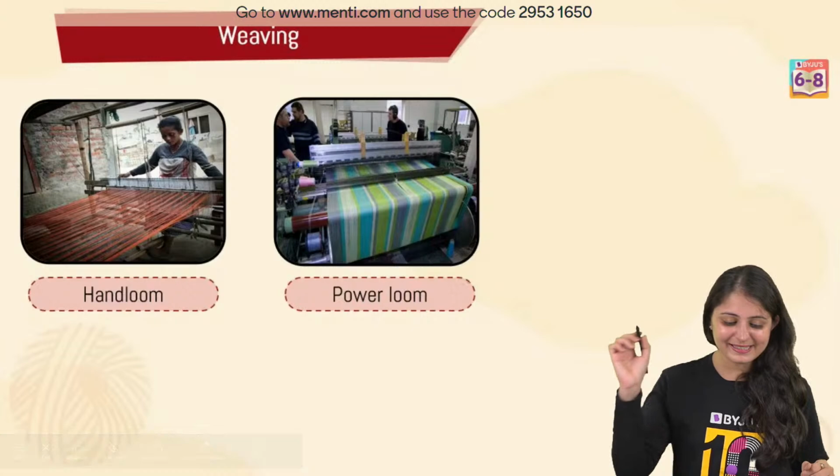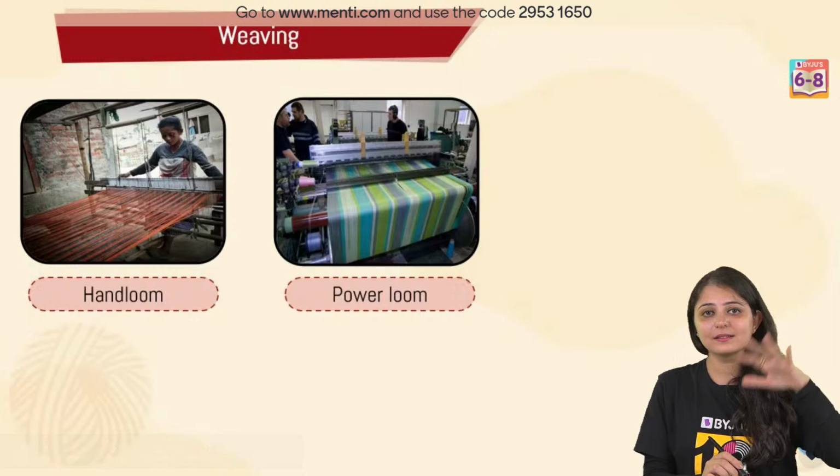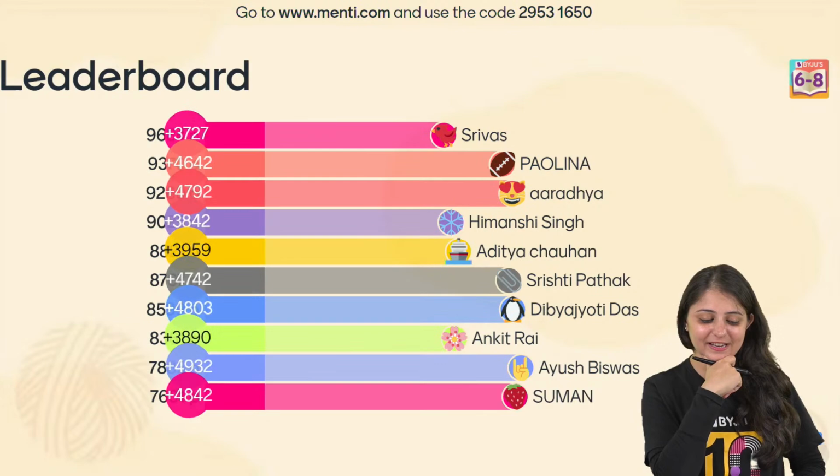But before that, of course, the correct answer, as I told you, was weaving. It can be hand operated, can be power operated as well. So looms are involved in which process? Weaving. Chalo, let's load. Let's see, are the scores looking the same? Are they looking different? Thoda shayad change aa gaya.